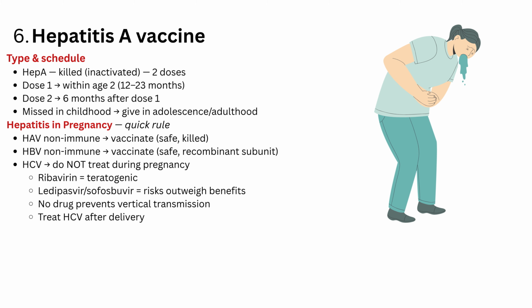We do not treat hepatitis C during pregnancy. Ribavirin is contraindicated because it is teratogenic, and other direct-acting antivirals, such as ledipasvir/sofosbuvir, are generally avoided because the risks outweigh the benefits during pregnancy. Importantly, there is no medication that prevents vertical transmission of hepatitis C during pregnancy. So the management is to wait and treat after delivery.